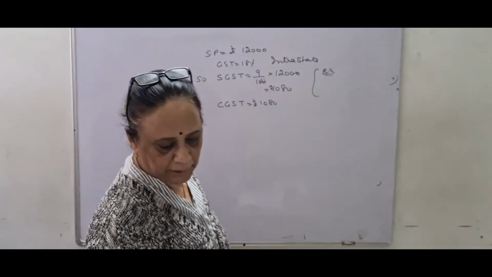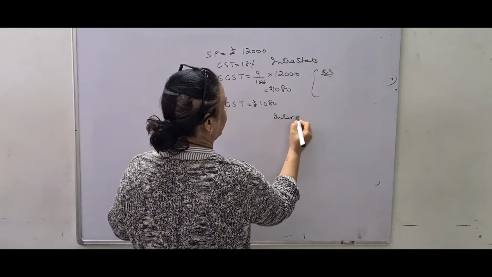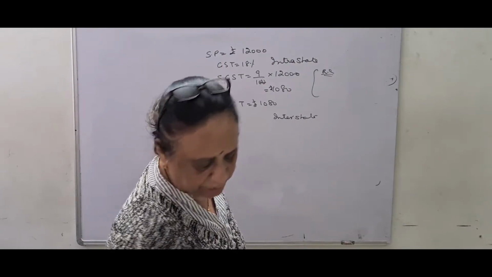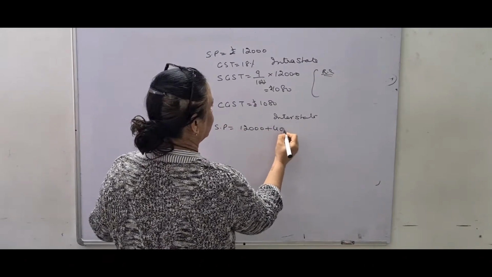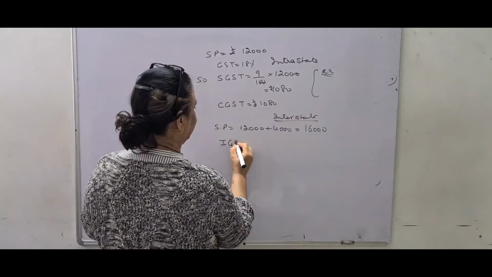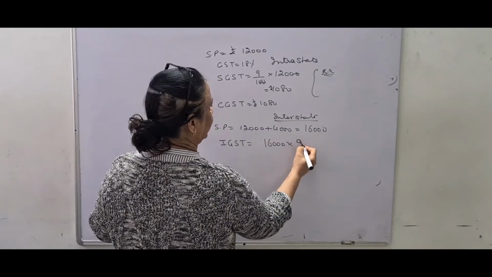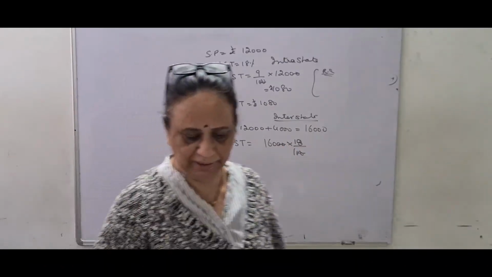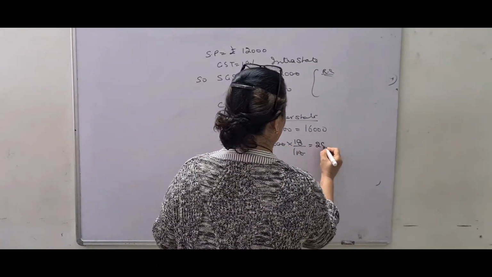Then when the product is sold from Banaras to Ranchi, it becomes interstate. Then he also said at a profit of 4,000. So now the SP will be 12,000 plus 4,000, that is 16,000. And since it is interstate, you will calculate IGST. On 16,000, the tax to be calculated is 18% together, because it is IGST, so you will take it all together. When you multiply, this will be 2880.